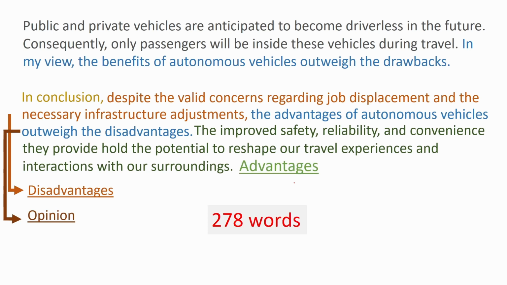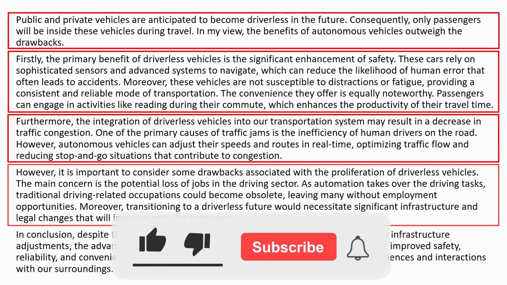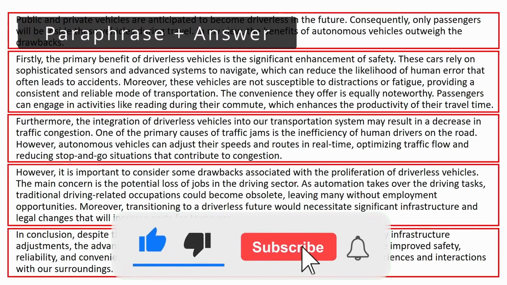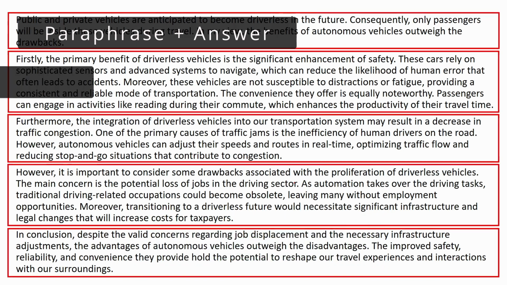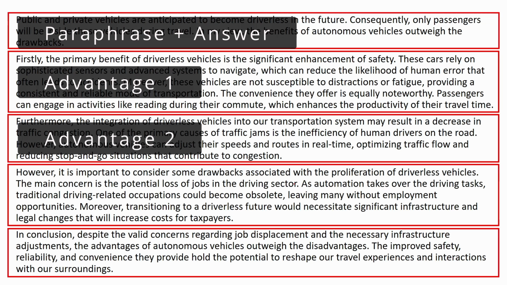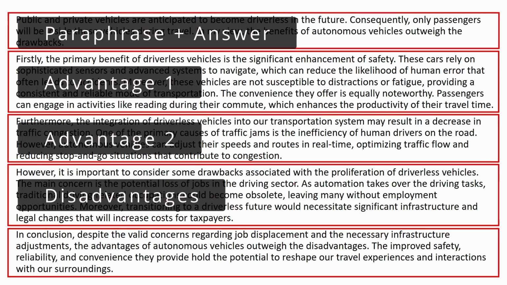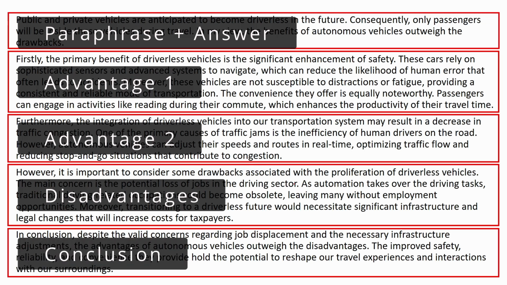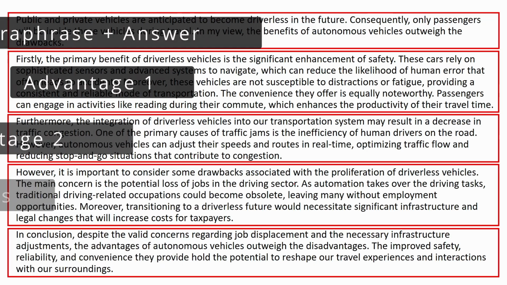I wrote 278 words for this essay, and I organized that in 5 paragraphs. In the first one, I paraphrased the statement and mentioned my opinion. In the first body paragraph, I explained the first advantage. In the second one, I explained the second advantage. In the third one, I mentioned the disadvantages. And finally, in my conclusion, I summarized all the main points and restated my opinion.